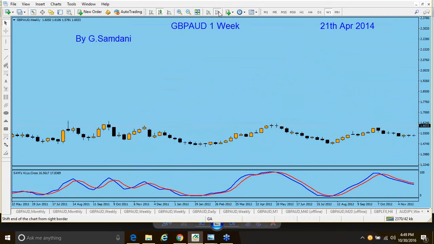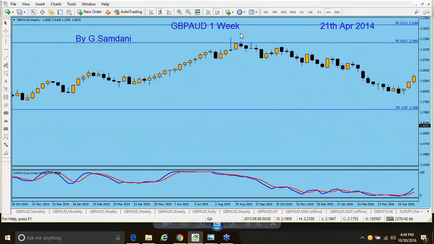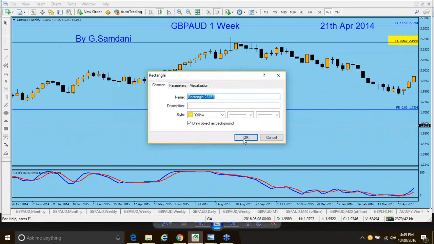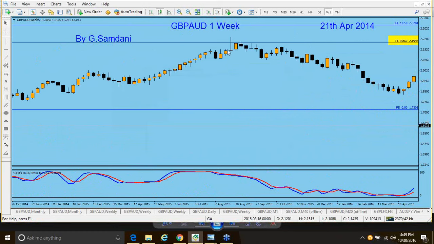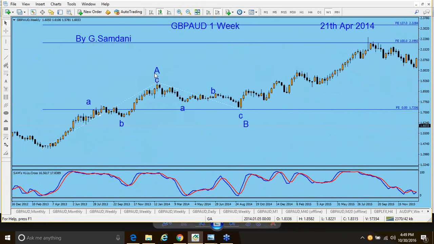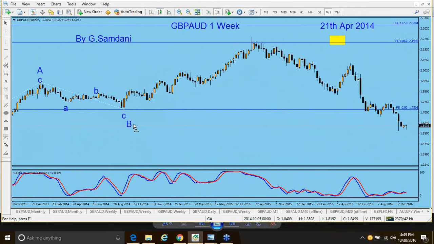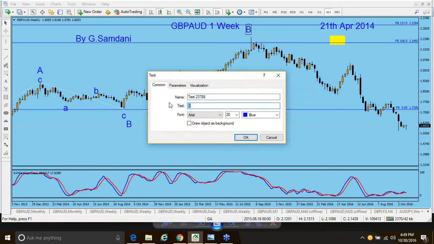Let me expand it. As soon as it hit the 100% level here, this is AB equals CD, 100%, correction finished. What it posted here, you see this? This is a reversal, a big doji or shooting star. So that is a very strong sign that we are making a turn from there. It's 100%, the correction finishes. A, B, C, three waves. You know, this was A, this is B, and I would say this is C.